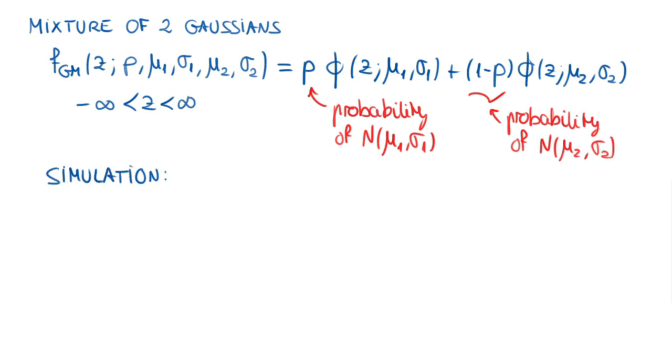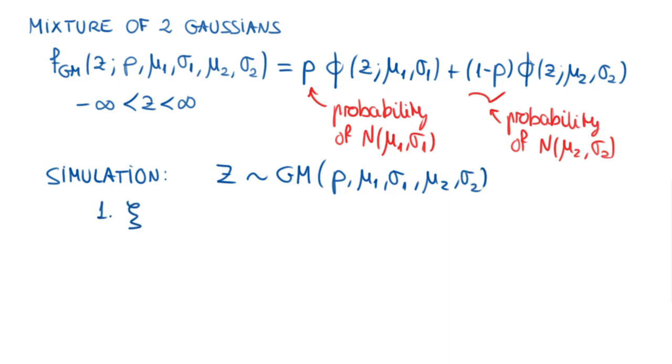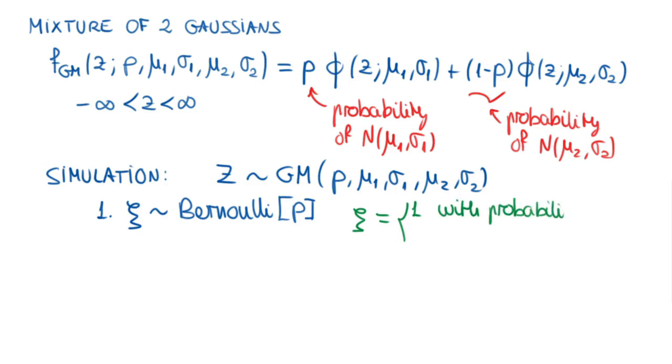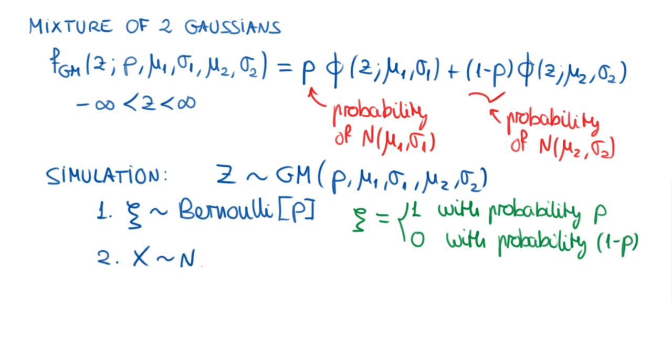To generate a sample from a Gaussian mixture of parameters P, μ1, sigma 1, μ2, sigma 2, we first generate a sample from a Bernoulli distribution of parameter P. The value of xi is equal to 1 with probability P and to 0 with probability 1 minus P. The second step is to generate a sample from the normal 0-1 distribution.